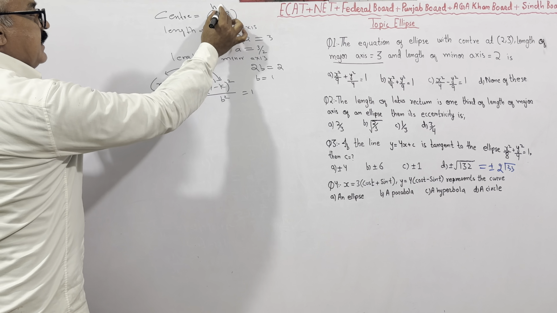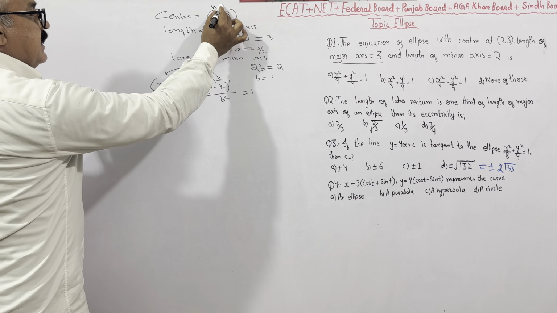Question number next. The length of the latus rectum is 1/3 of the length of the major axis. Find its eccentricity. The length of latus rectum is 2b square over a. It's equal to 1/3 of the length of the major axis, means 2a. It is given to us that the length of the latus rectum is 1/3 of the length of the major axis.